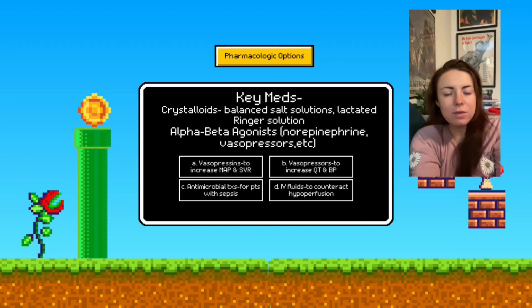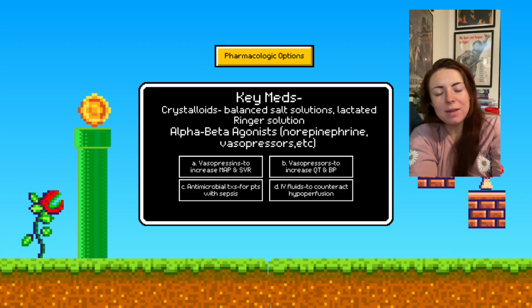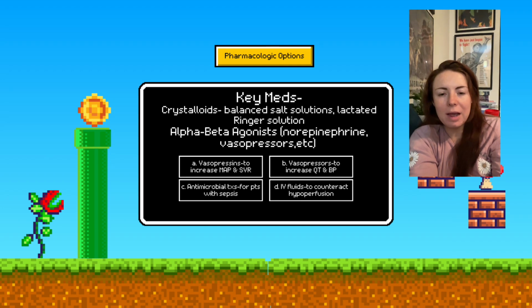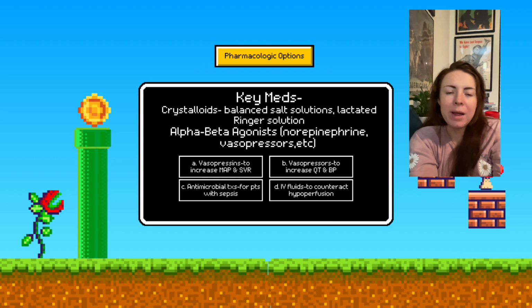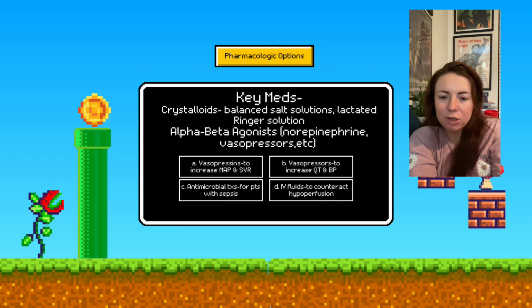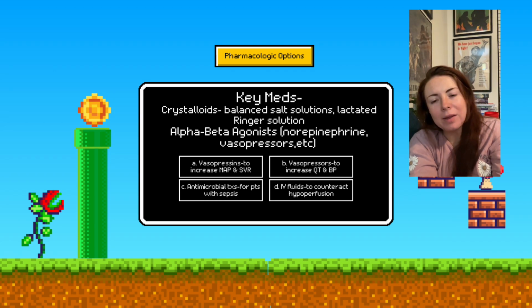So when it comes to pharmacologic meds, these are not meds that we're going to be giving as respiratory therapists, but it's still good to know. Primarily with hypotension, you always want to give fluids. So we see here that it lists IV fluids or crystalloids, and that's just to reverse the hypoperfusion.